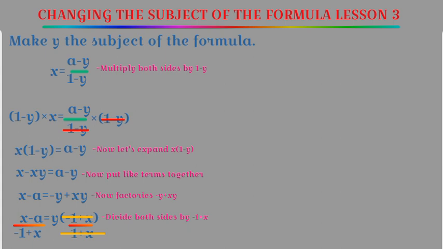Then what are we going to do now? We're going to write what is remaining. So I'm going to write x minus a over negative 1 plus x is equal to, and on this side we are just remaining with y. As you can see, the other things there have cancelled each other. So it is equal to y. Now we have made y the subject of the formula.